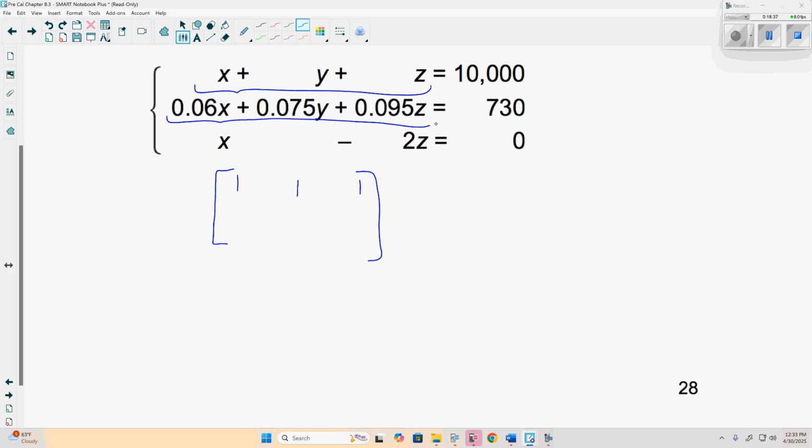In the middle equation, we have 0.06, 0.075, and 0.095. On the bottom, we have 1 for x. We do not have a y value, so it has to be 0. And then we have -2 for z. Now this is being multiplied by our variable matrix, x, y, z. We put the variable that was first on top, the one that went second in the middle, and the one that was last on the bottom.